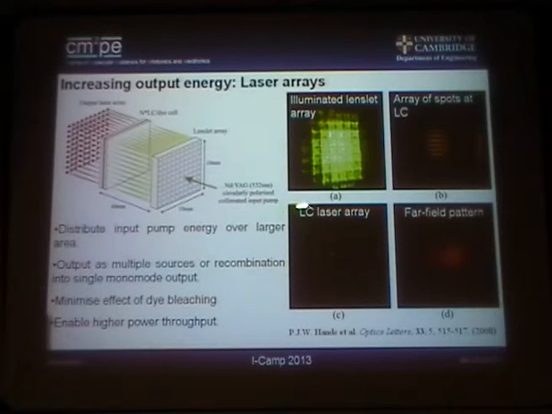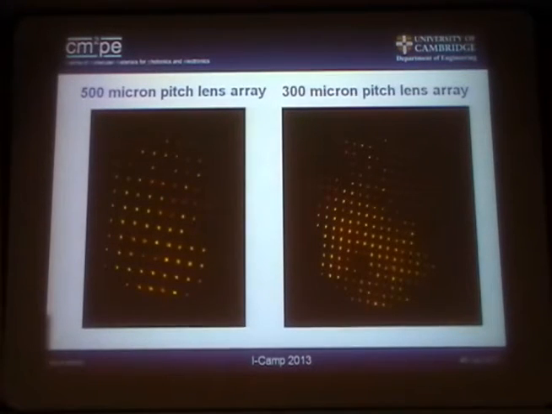The nice thing about this is that if all of these are out of phase, then your output scales as the number of elements in your laser array. If, however, all your elements are in phase, then your output scales as the number squared. So you can get a huge improvement in the output efficiency. Even if each spot is only delivering a small amount of energy, if you have 100 spots, or I think this is 5x5, we've done hundreds, then you can get huge outputs from this rather than a single sample.